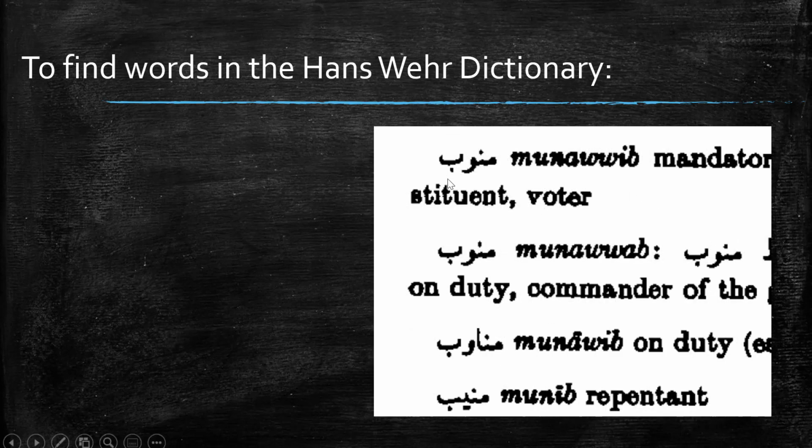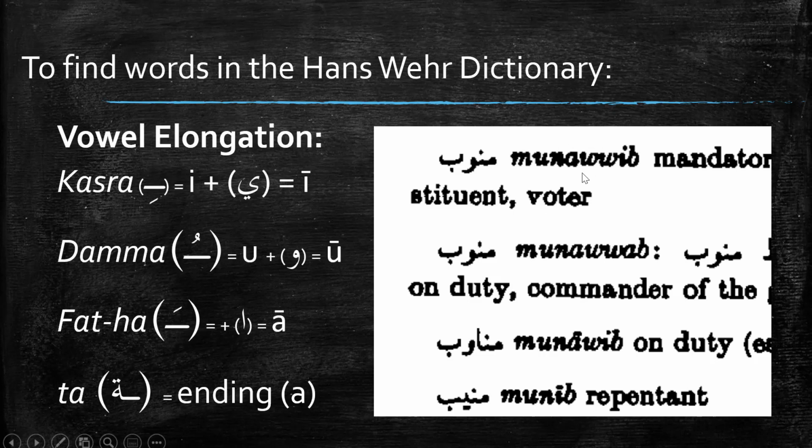Now, if you just looked at this one, you might think that wow is being used for elongation. It looks like manoob, but we see that that's not actually the case when we look at the English transliteration. We see MU, that means the meme has a dhamma. Then we see NA, that means the noon has a fatha. Then we see W doubled, so the wow has a shadda. And then we see I, so the wow also has a kesra.